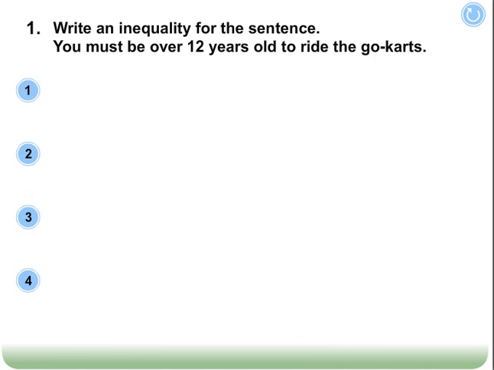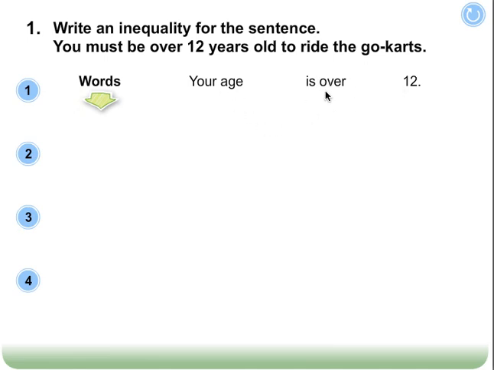Write an inequality for this sentence. You must be over 12 years old to ride the go-karts. Oh, that's too bad. None of you are over 12, so none of you get to ride the go-karts. Just me. Okay, your age is over 12.